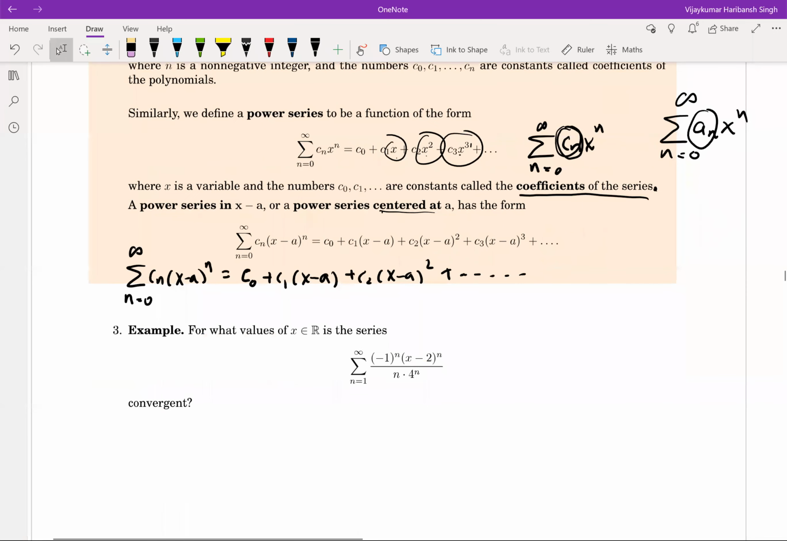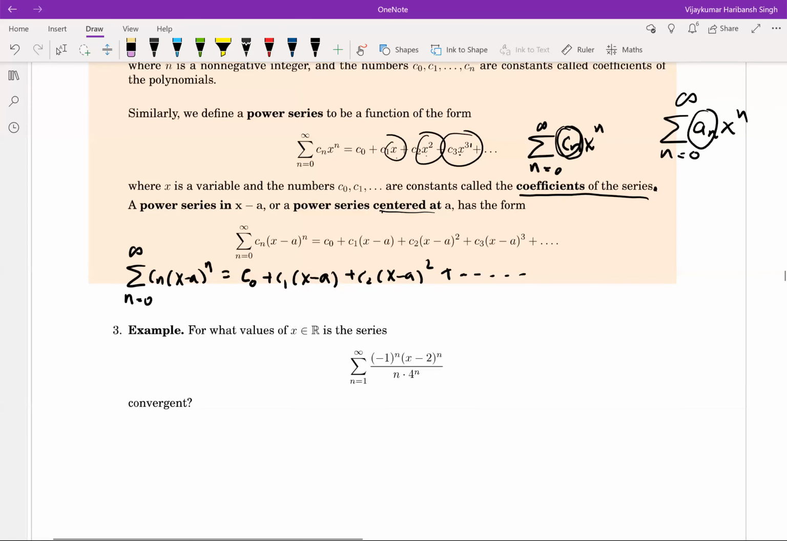Now let's answer the following question. Suppose you're given this power series. Then the question is, for what values of x does this power series converge? How do we find it? So what are the things we have in our hand? Here the question is different. Here you're not asking whether this power series converges or not. We are answering the question, for what values of x does this power series converge?